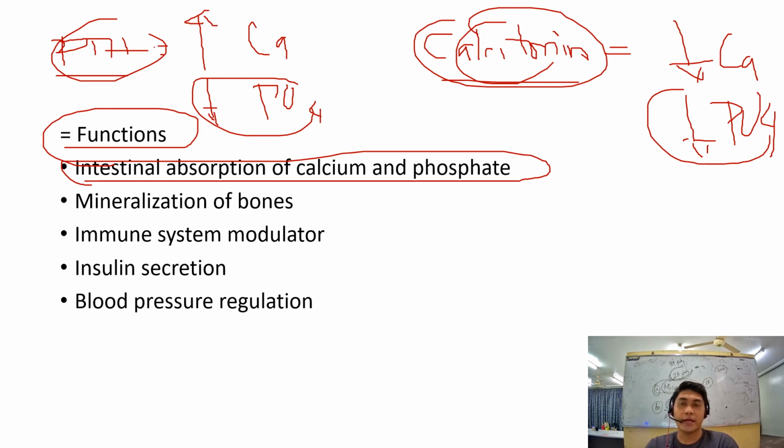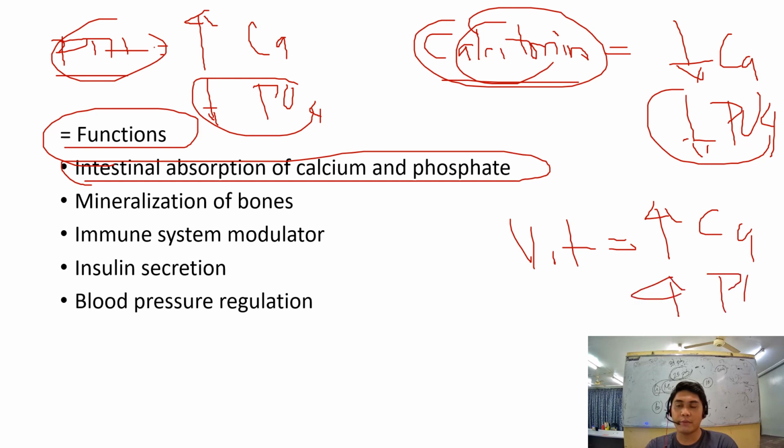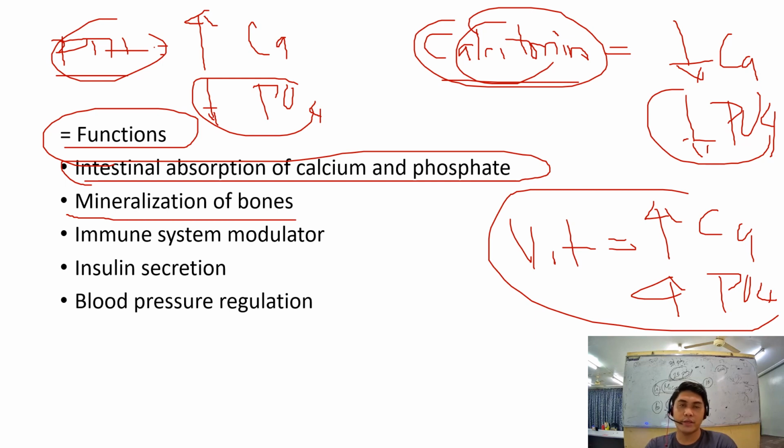The counter to that is vitamin D, because vitamin D increases calcium concentration and it also increases phosphate concentration. So one of the functions of vitamin D is to promote intestinal absorption of calcium and phosphate. Vitamin D is also important in the mineralization of bones, and it's also an immune system modulator, and it's also needed in insulin secretion and blood pressure regulation. So those are the functions of vitamin D.